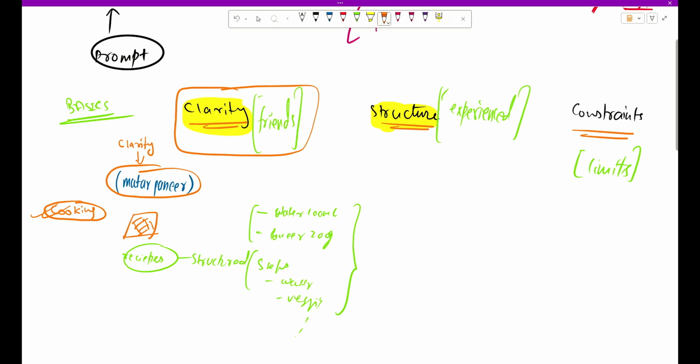Like giving context, instructions, and the output format always performs better than casual prompts. Okay, so your prompt should be structured and clear at the same time.